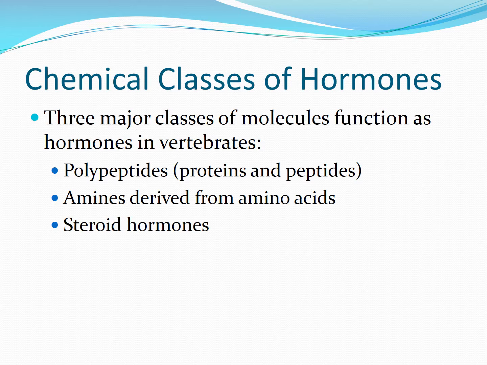There are three main classes of hormones. You have your polypeptides, which would be your proteins and your peptide hormones. These hormones are traditionally going to be polar. You have your amines, which are derived from the amino acids. And then you also have your steroid hormones, which are going to be nonpolar. An example of a steroid hormone would be testosterone, and an example of a polypeptide hormone would be insulin.